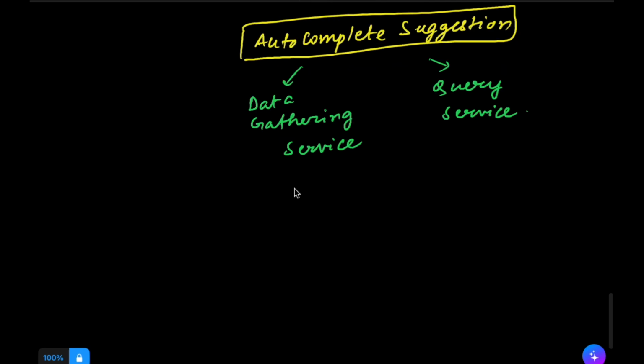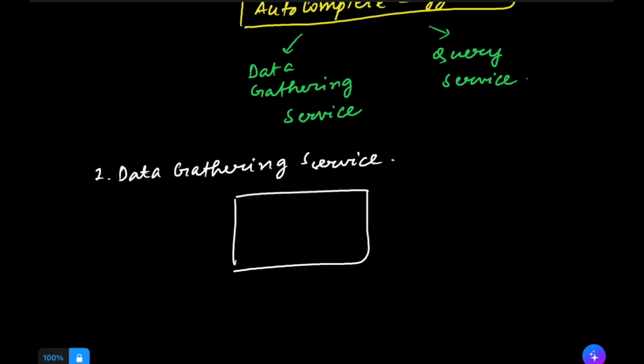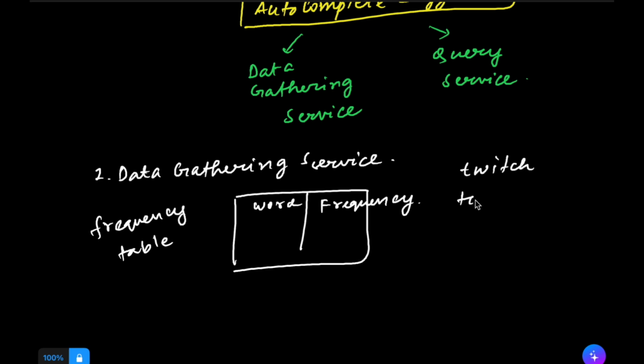So if we look into the high-level details of this data gathering service, how it works. As the name suggests, suppose we have a frequency table. What does it store? It stores a particular word and the frequency, the number of times it has been searched. Let's say I have words like Twitch, Twitter, then again Twitter, then Twilio. These are searched sequentially one by one. So whenever we enter these, my table would look like this.